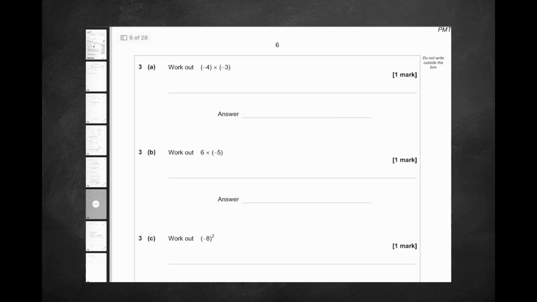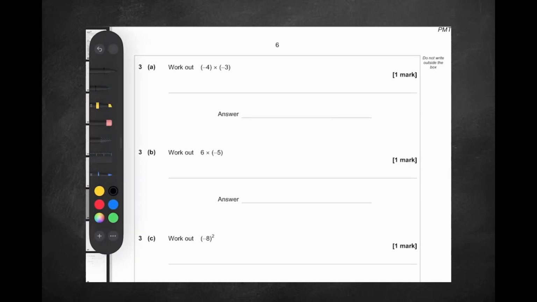Question 3. Work out minus 4 times minus 3. So that will be the same as saying minus 4 times minus 3, which is minus minus 4 times 3, which is minus 12, which is just 12. Part B, work out 6 times minus 5. 6 times minus 5 is going to be the same as minus 6 times 5, which is minus 30.